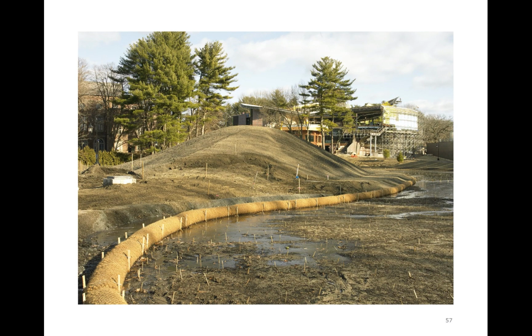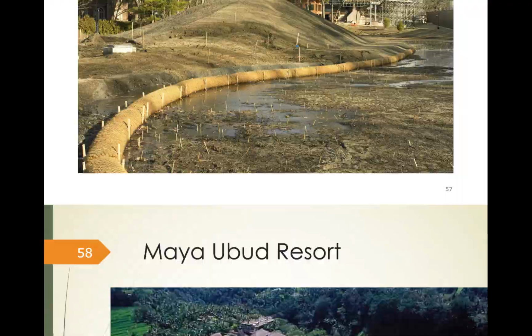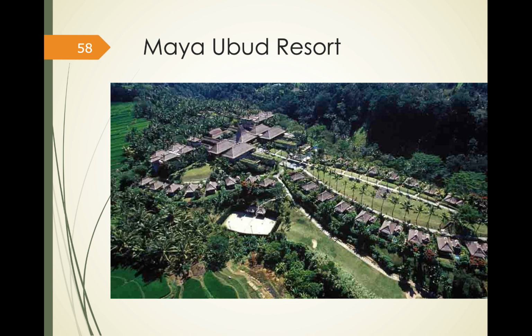This is a closer look into how the pond in Alumni Valley will be built. This is also an example of how site planting is really put into consideration. Maya Ubud Resort is trying to show as naturally as possible the hospitality in the rice field and tropical jungle at once.